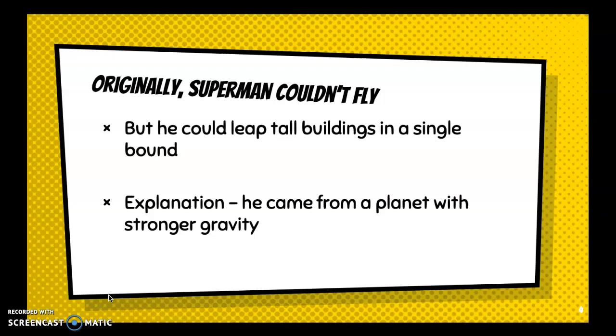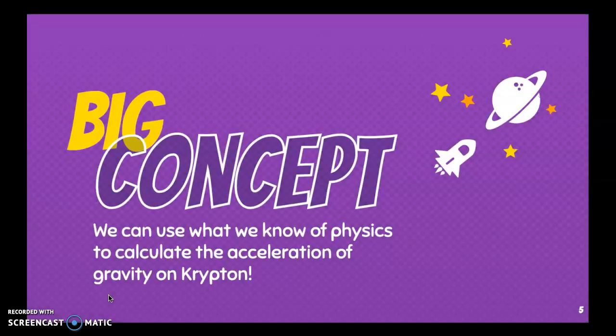It's just that here on Earth, there was less pull of gravity than existed on Krypton, and so he could leap tall buildings in a single bound because of his mighty thighs. Okay, so knowing what we know of physics, we could make a few assumptions and calculate the acceleration of gravity on Krypton. It's possible, and we're going to do it.